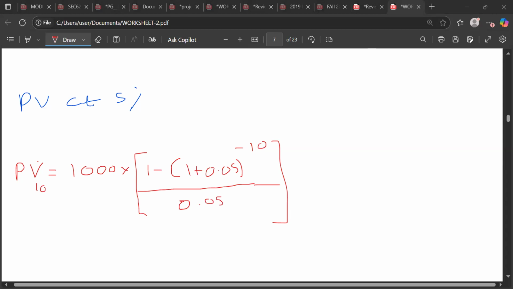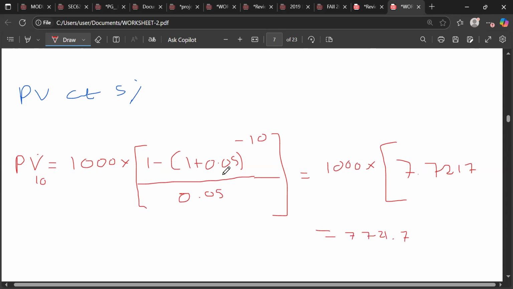So now, at this point, it's going to be the same concept. I'm saying the same concept here. So that's going to be 1,000 times what's inside the brackets here. So I'll say 1.05 raised to the power negative 10 will give us 0.6139, 1 minus that answer, and divided by 0.05. Inside you are getting 7.7217 times 1,000, which will give us 7,721.87 for the first one only.